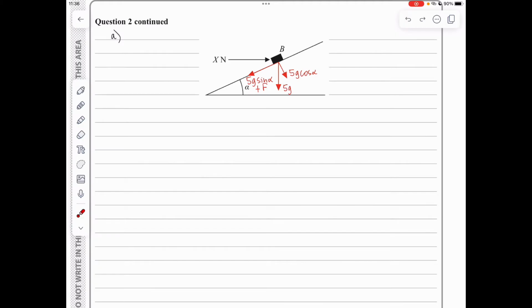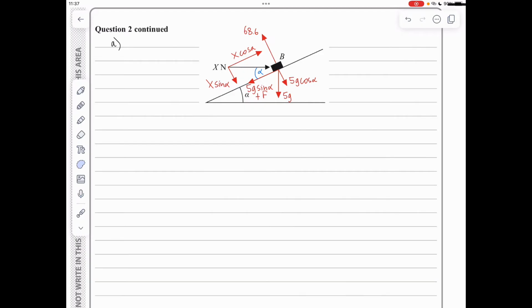We've got the normal reaction of 68.6 newtons pointing perpendicularly and up here. And then we've got the x newtons. Notice that the angle here is also alpha, and I will resolve the x newtons as x cos alpha and x sin alpha. So I've got a clear understanding of all the forces acting here. At the same time, I should consider the fact that tan alpha is 3/4, so I draw a triangle here.